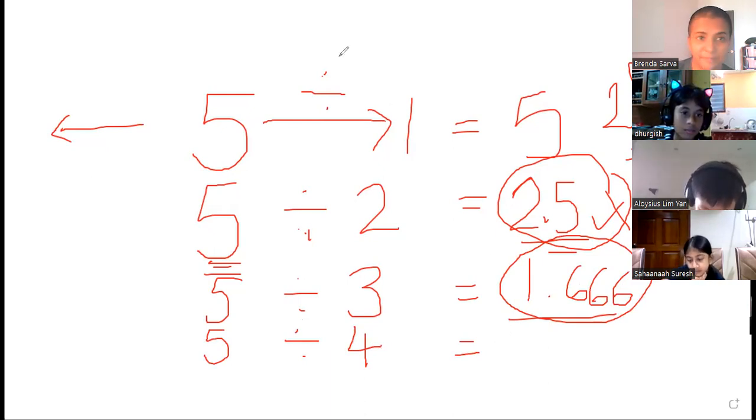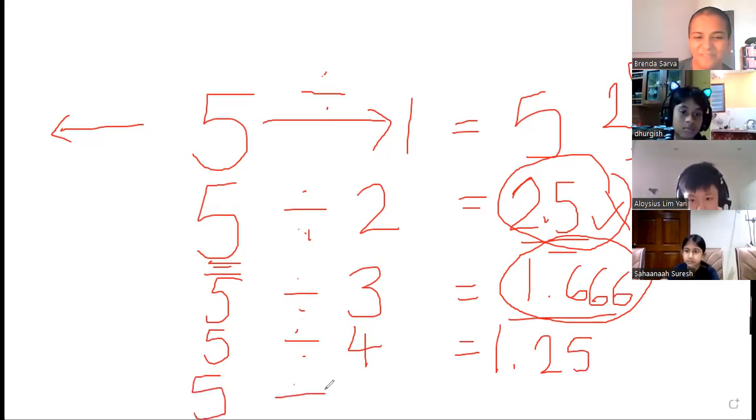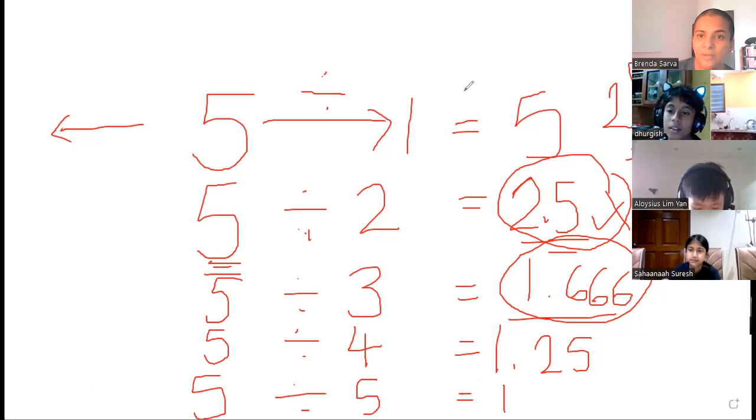What do you get? If you have that computer or that calculator with you, you can try this out. You will get 1.25. Now, what if it's 1.666? 5 divided by 5 itself? 1. So can you see, where do you get a whole number?